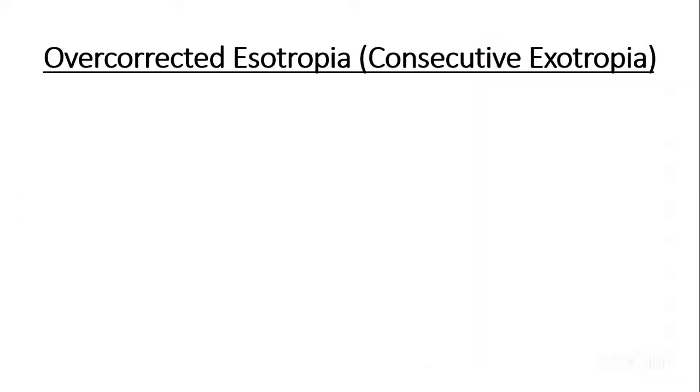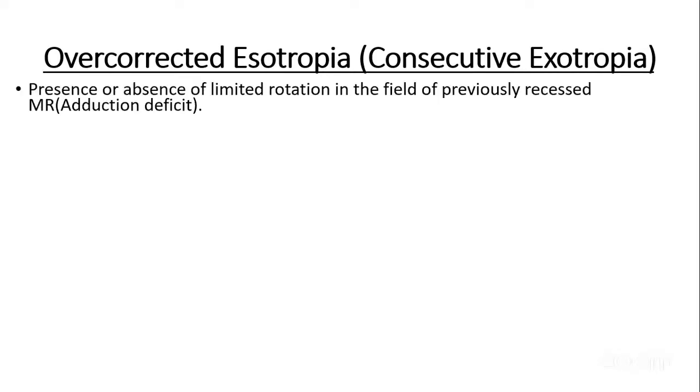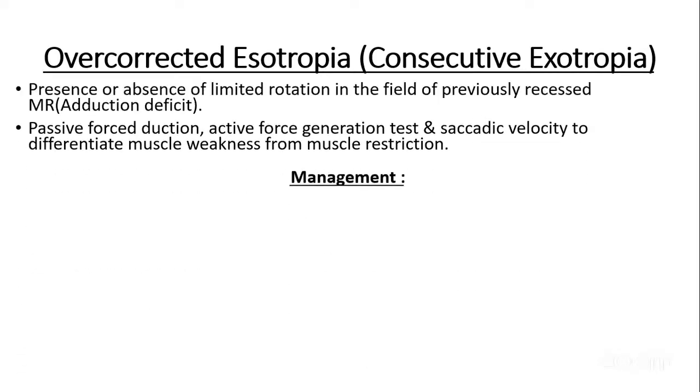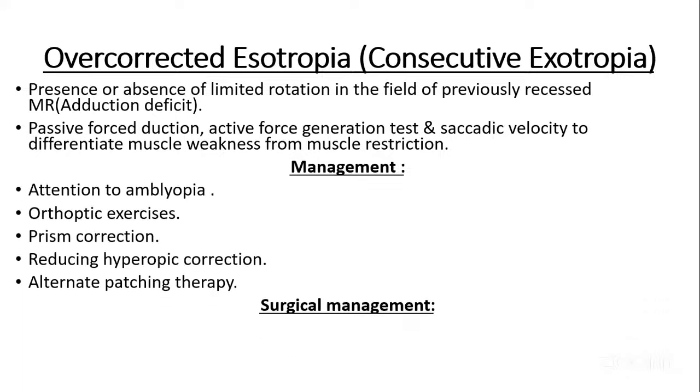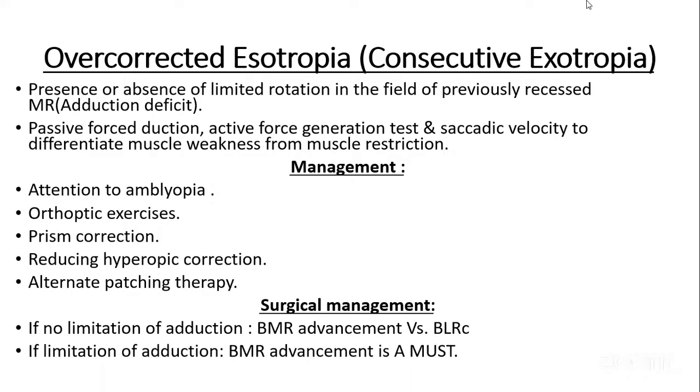Okay. So we have here a case of over-corrected esotropia, or consecutive exotropia. So in such a patient, what will you do? Yes. So here, patient with consecutive exotropia, we have two types of patient with consecutive exotropia. One type, if the patient is having limitation of adduction, and other type where there is no limitation of adduction. Okay?